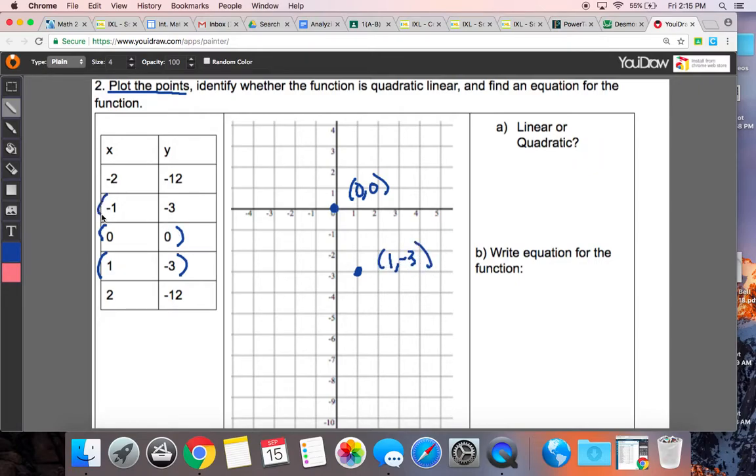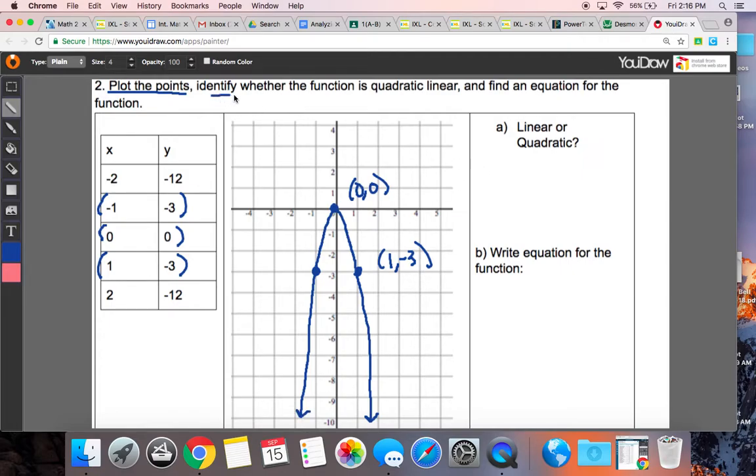Let's plot negative 1, negative 3. So I go 1 left, 3 down. And then because of time, I'm not going to graph the other 2 points. But if you take a quiz, make sure you plot all points. But I'm going to go ahead and connect the points and create this graph.